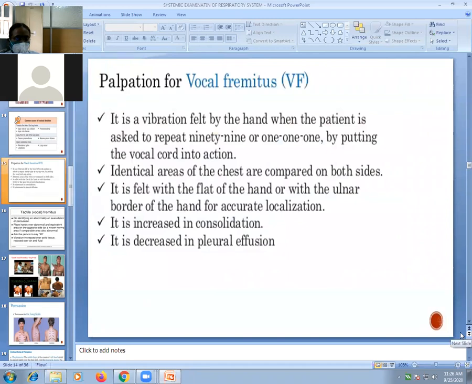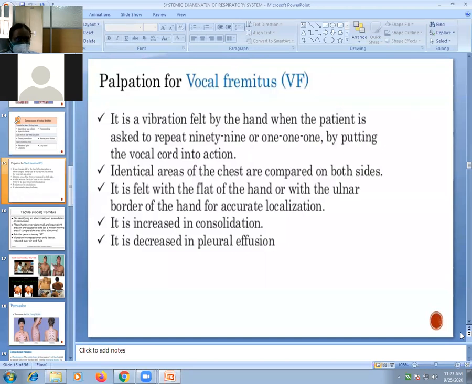Now, tactile vocal fremitus. What is meant by tactile vocal fremitus? It is about the vibration felt by your hand when the patient is asked to repeat something like 1, 2, 3, 4, 5, 6, 99, anything the patient has to repeat. And by putting your hand over the chest of the patient, you have to feel the vibration when the patient is speaking.